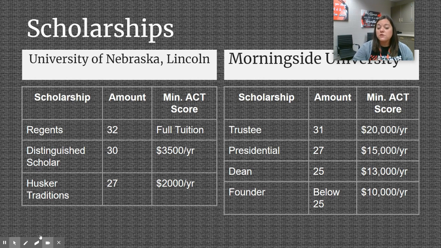You can see that the highest scholarship for Morningside is 31. So I don't want you to get really worried that, oh my gosh, I have to have a 30 to get some financial aid or merit-based scholarship, because that's not the case. Every school is different, and you should be talking to your college admissions counselors about what type of merit-based scholarships are available at the school that you're interested in attending, so that you understand where your ACT score needs to be in order to be eligible to apply for those scholarships.